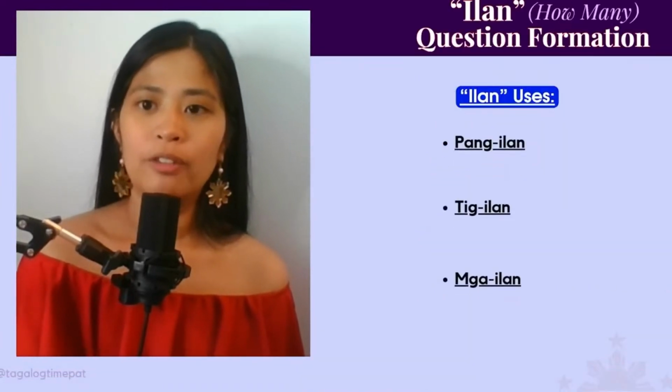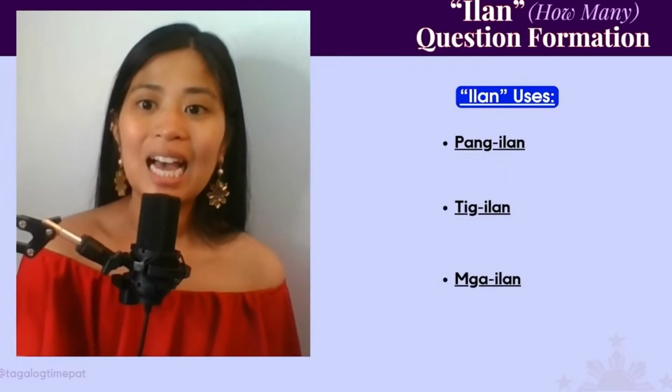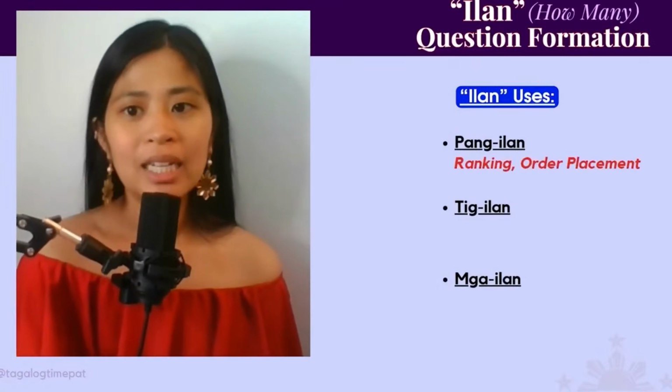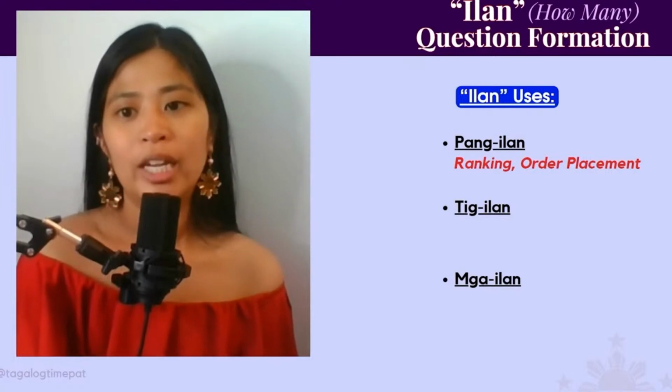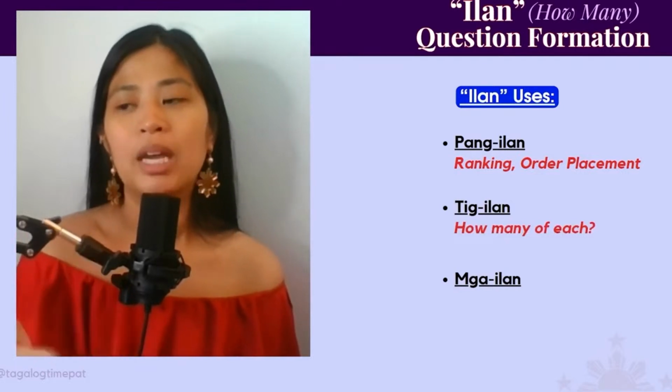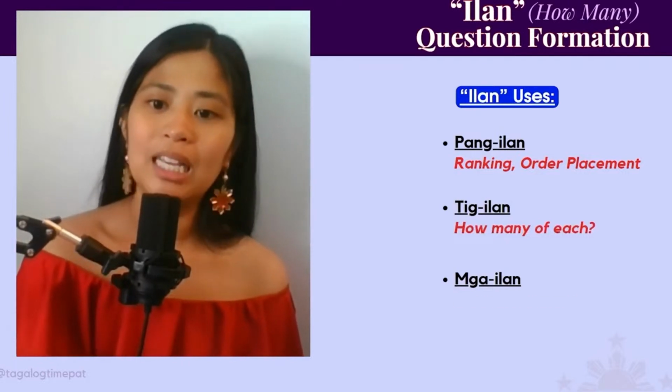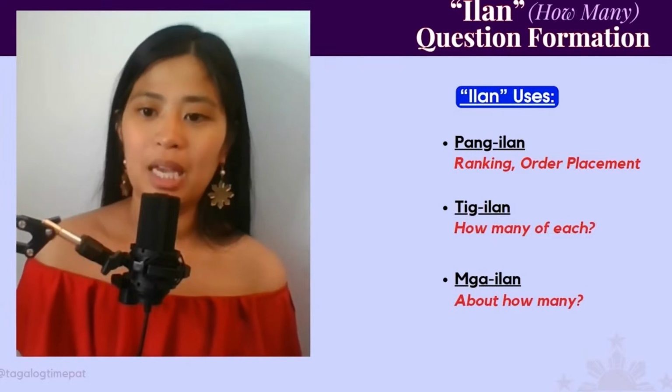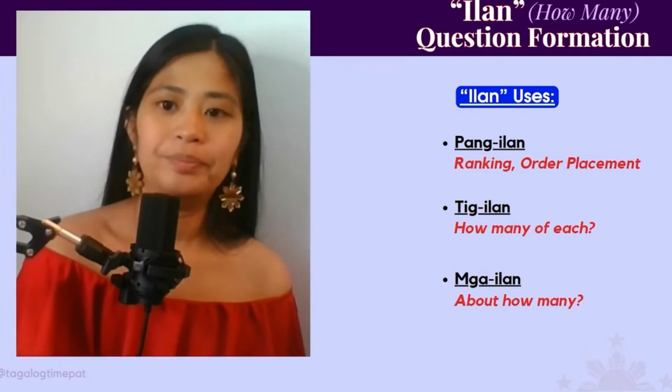All right. So this is just a review of how to use these different ilan questions. So pang-ilan is a ranking question or asking about the order placement. Tig-ilan is asking about how many of each. Mga ilan means about how many of something.